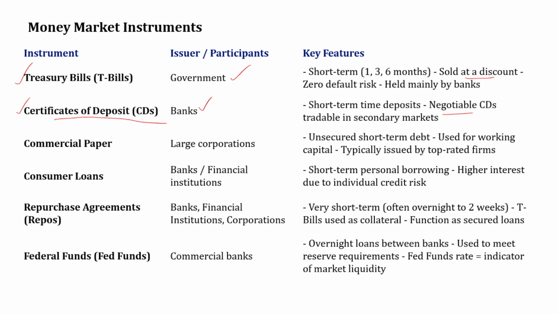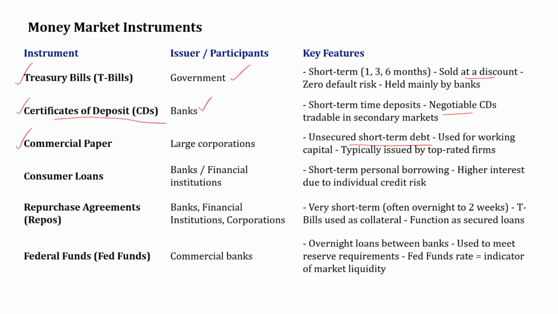Then moving to the next money market instrument, this is called commercial paper. Commercial paper is normally issued by large corporations. This is unsecured short-term debt issued to meet short-term financing needs like working capital. Since it's not backed by collateral, only top-rated firms with strong credit profiles can issue it at reasonable rates. So when I say there is no collateral, these are unsecured loans. That means when they issue commercial paper, they don't need to give any collateral or security.